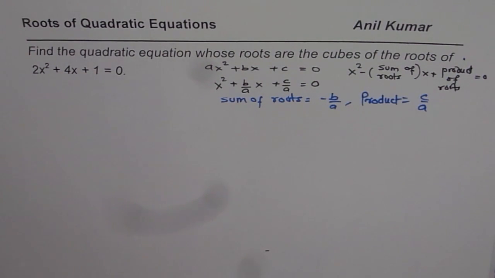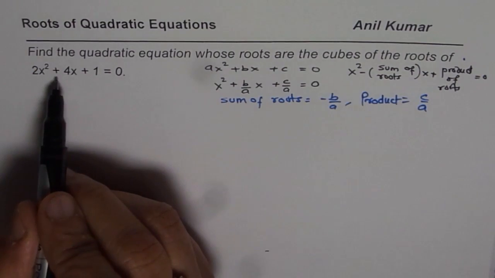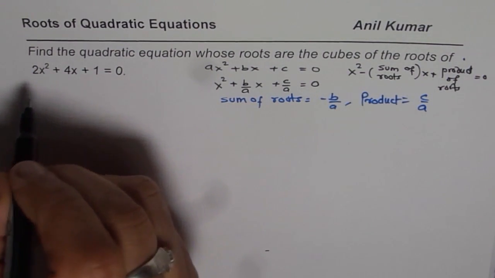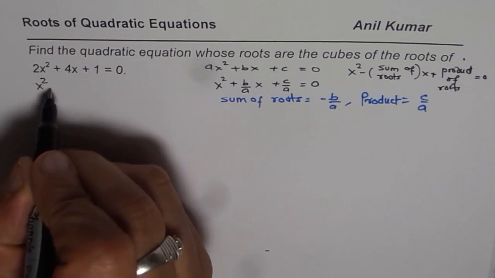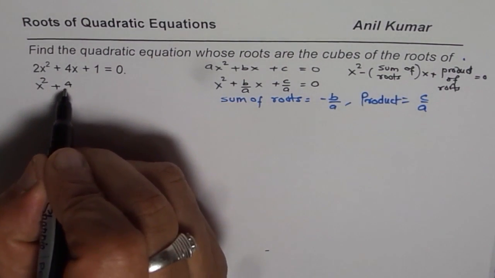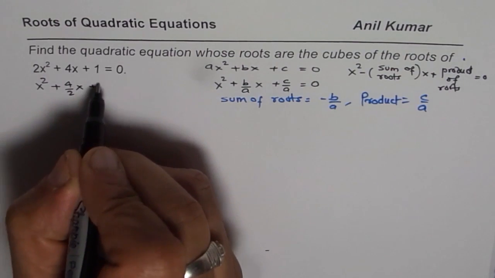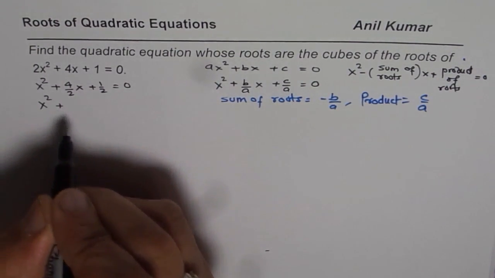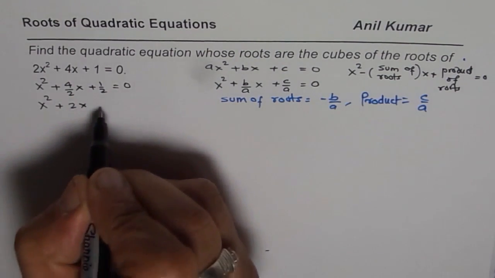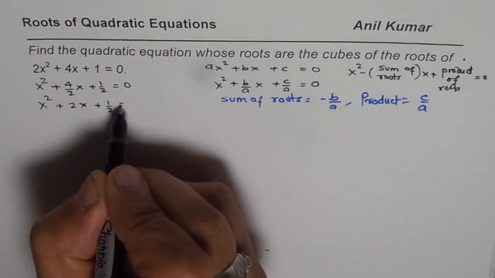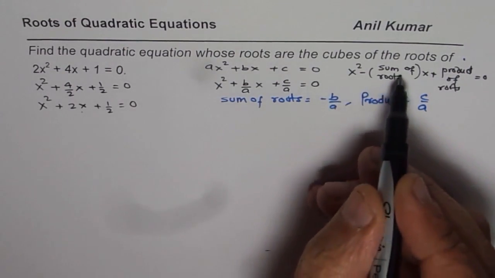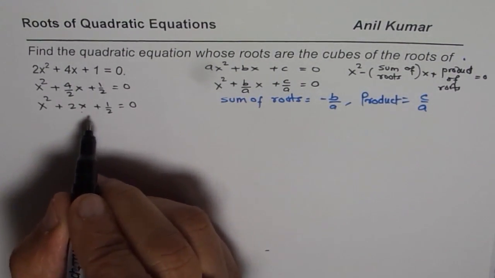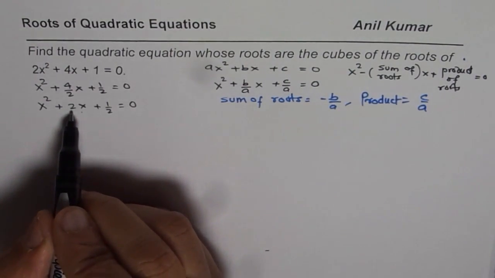Now, the equation before us is 2x squared plus 4x plus 1 equals 0. So from here, we can write this as x squared plus 4 over 2 x plus half equals 0. Or we could also write this as x squared plus 2x plus half equals 0. Now if you compare these two equations, then what do we get? We get sum of roots is equal to minus 2, right?